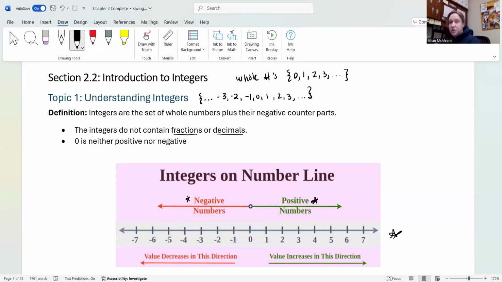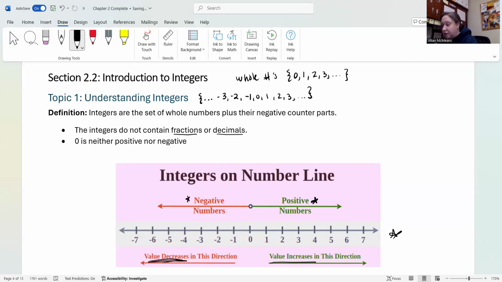And one thing that's really interesting that you need to make sure you understand, because this is going to be really powerful when we start comparing integers, like deciding which one is bigger. From 0, as you go to the right, the numbers are getting bigger. So we have that the values increase in the right side direction. And then from 0, as you go further and further to the left, the numbers are getting smaller. So the values are decreasing in the left side direction.